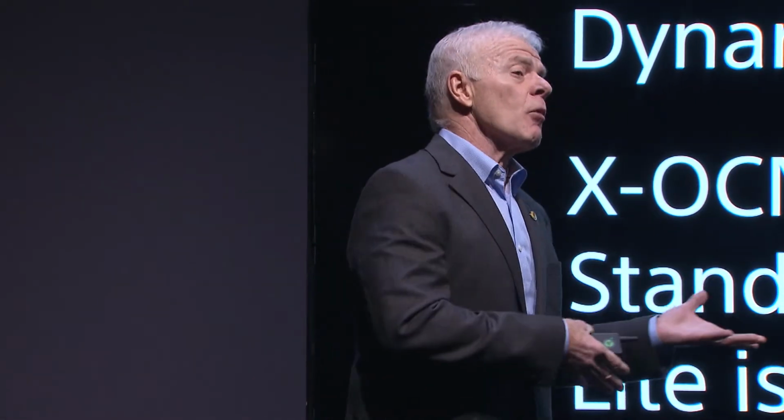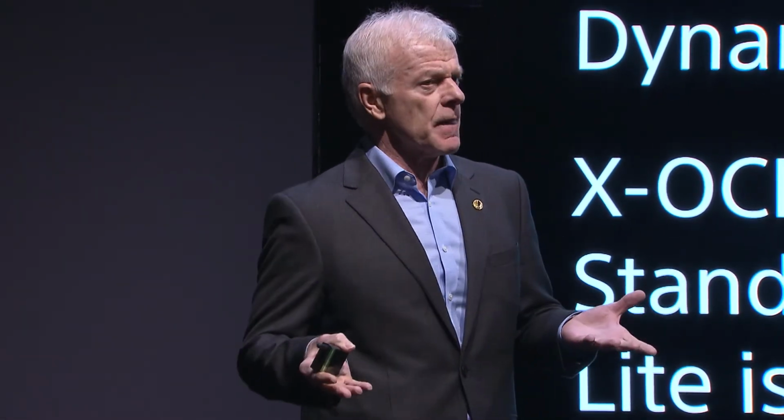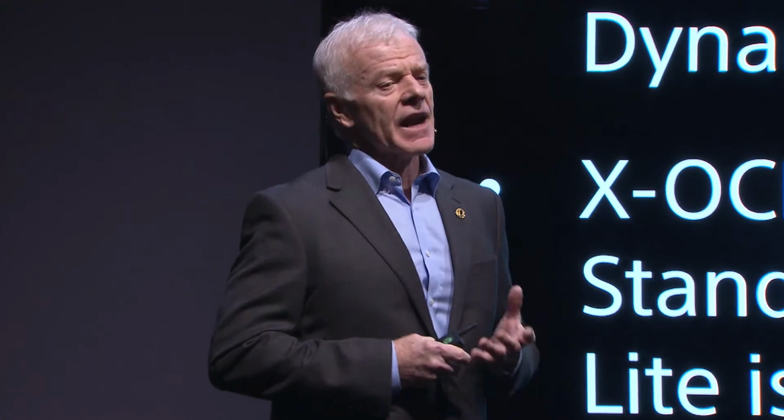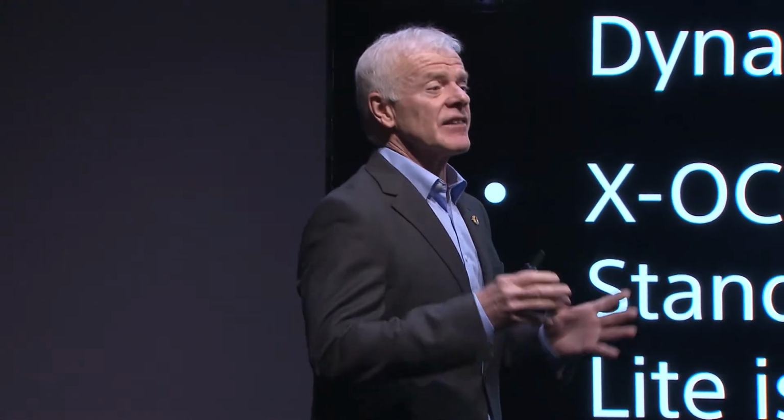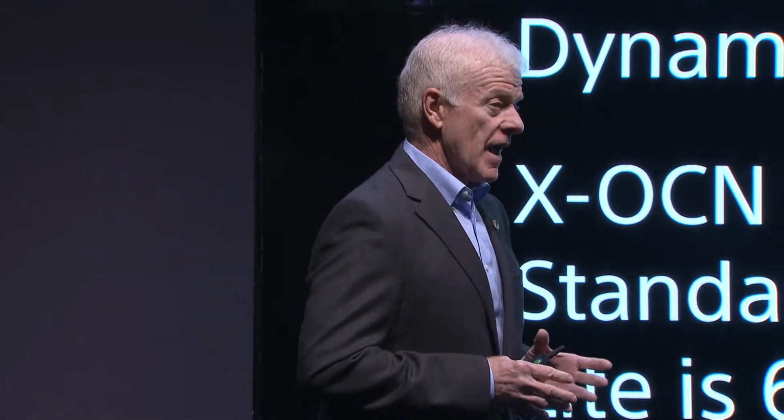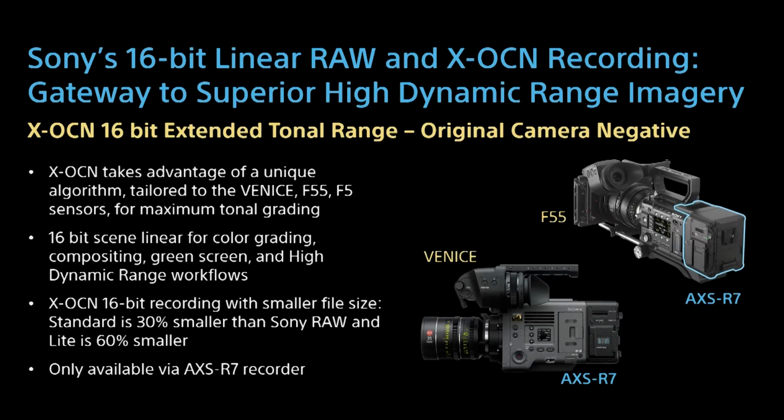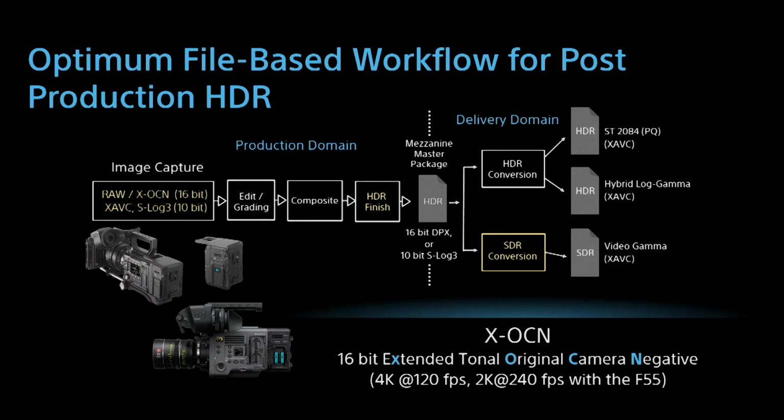But we also have RAW. We had RAW before. What is the difference with XOCN? XOCN Standard allows us to reduce the file size by 30%, and the XOCN Lite can reduce the file size by 60%, which is very, very important for the reduction of cost during the making of the movie.